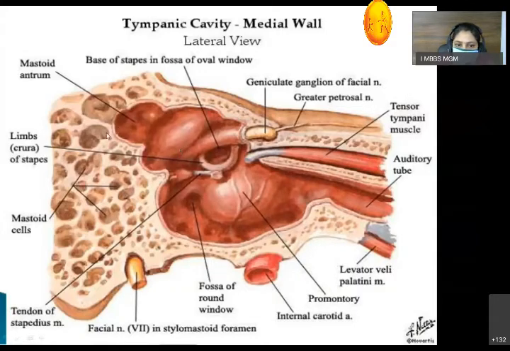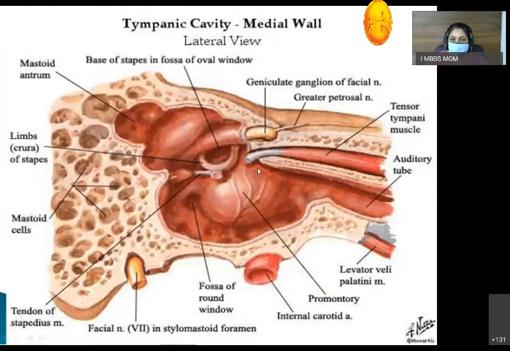This is the posterior wall where it communicates with the mastoid antrum through the mastoid auditus, and these are the mastoid air cells. This is the stylomastoid foramen which we have seen, which is this canal present in the posterior wall, the vertical part of the facial canal, which is present in the posterior wall. This is the direction.